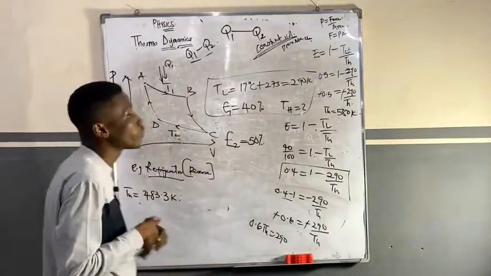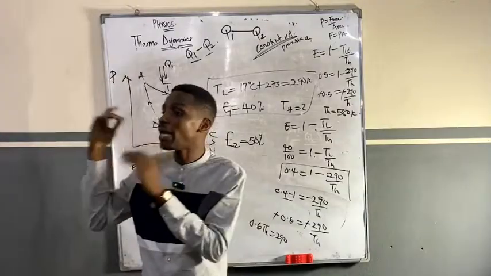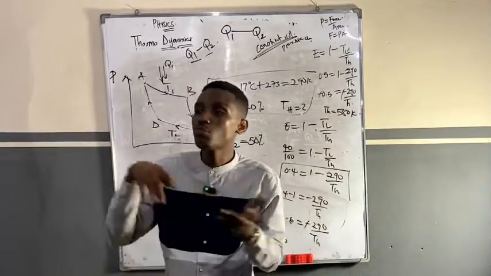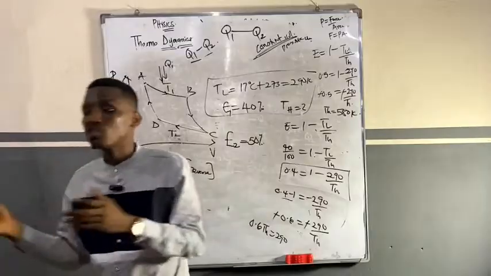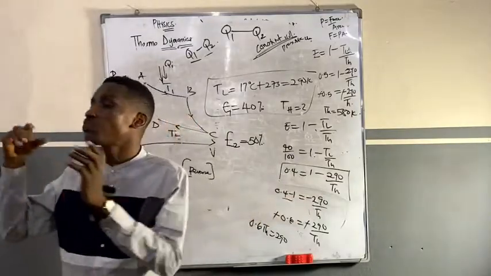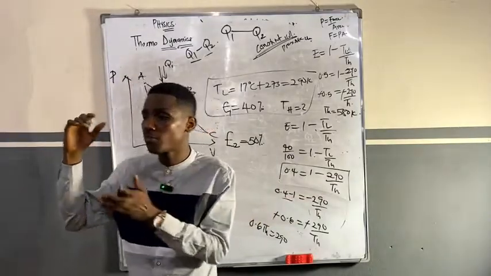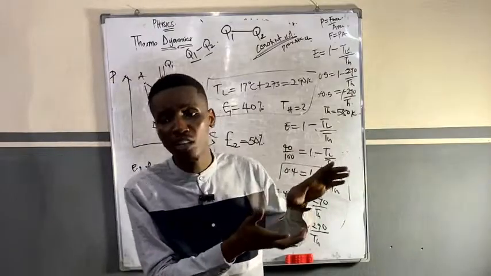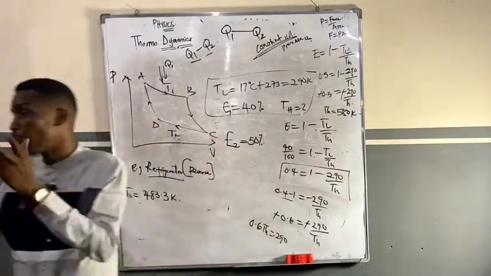Number 3, we made mention of work. We say work can either be done by a system or done on a system. If it is by a system, what is that? If it is on a system, what is that? If it is expansion, is the work done positive or negative? If it is compression, is it positive or negative? So that will affect our formula.